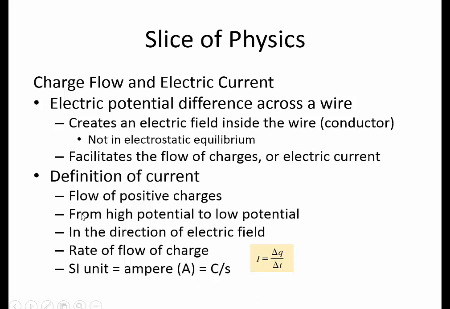And given that definition, electric current will go from high potential to low potential, just like water does, and it goes in the direction of electric field. Mathematically, current is defined as the time rate of charge flow, and so the units would be coulomb per second, which is given the name ampere, written as uppercase A, and by the way, the symbol for current is the uppercase I.